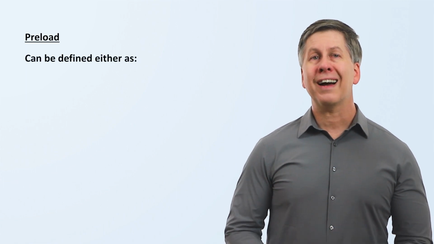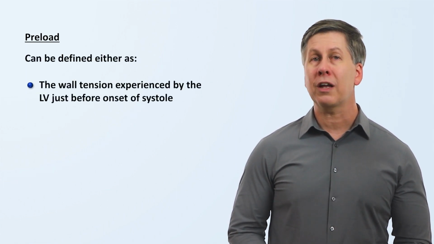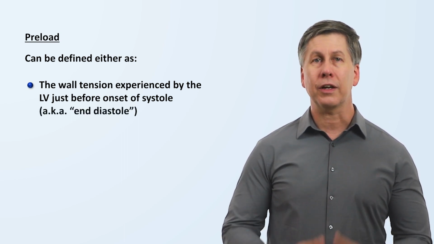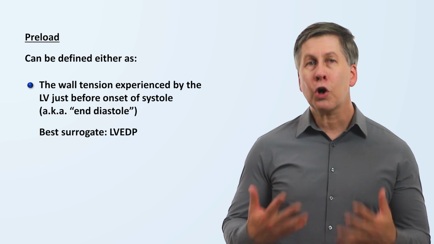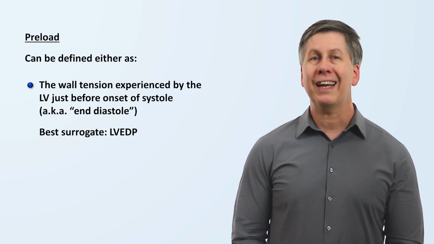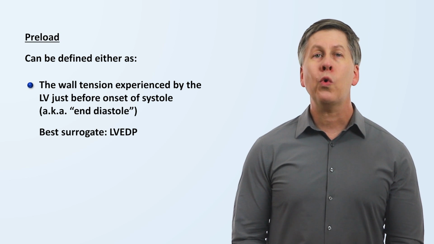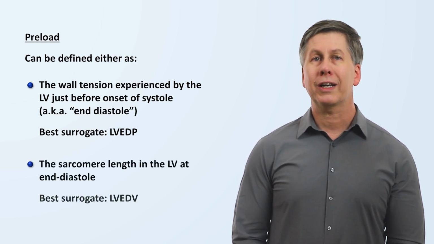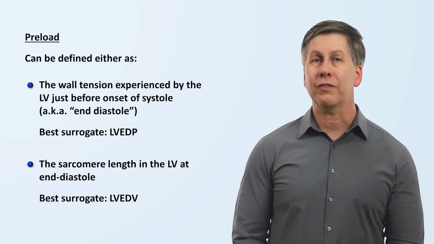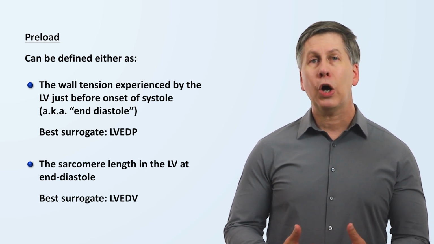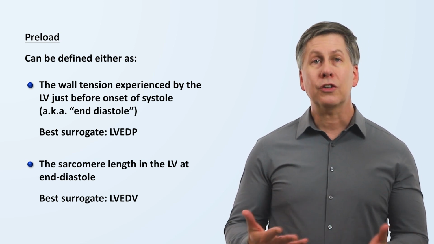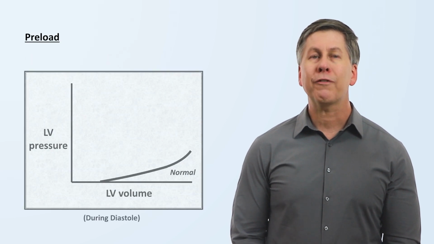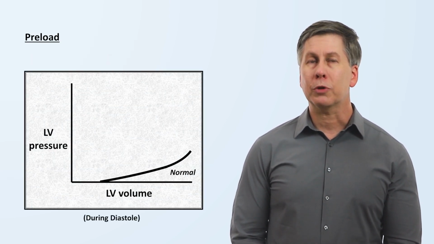Preload can be defined either as the wall tension experienced by the left ventricle just before the onset of systole, a moment known as end diastole, for which the best, though imperfect, surrogate is left ventricular end diastolic pressure, or as the sarcomere length in the left ventricle at end diastole, for which the best surrogate is left ventricular end diastolic volume. Of course, LV pressure and LV volume are related to one another based on the compliance of the left ventricle. And here's a graph of that relationship, the pressure-volume curve.